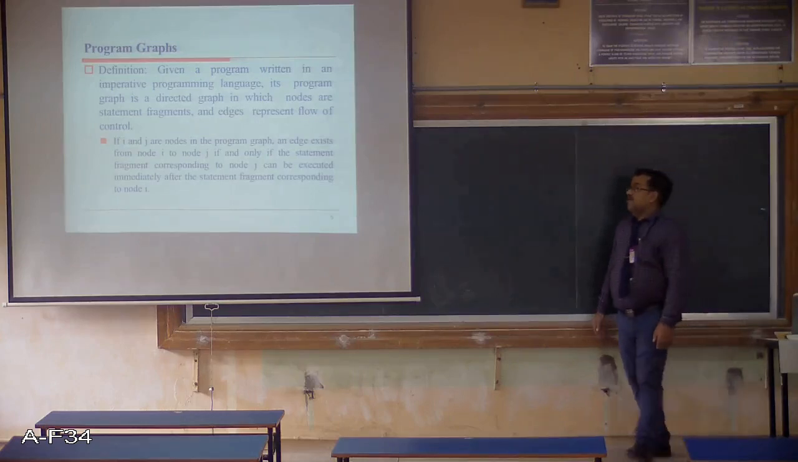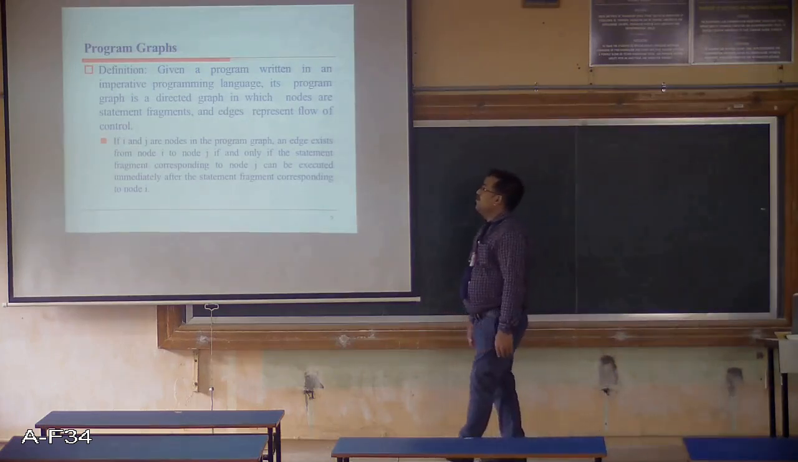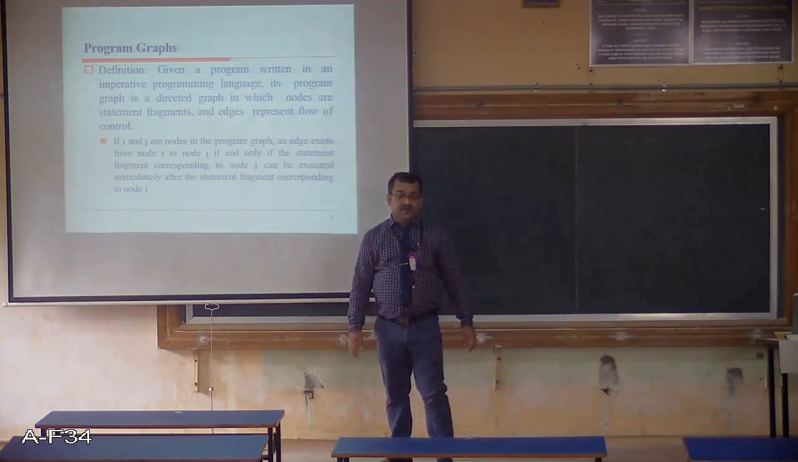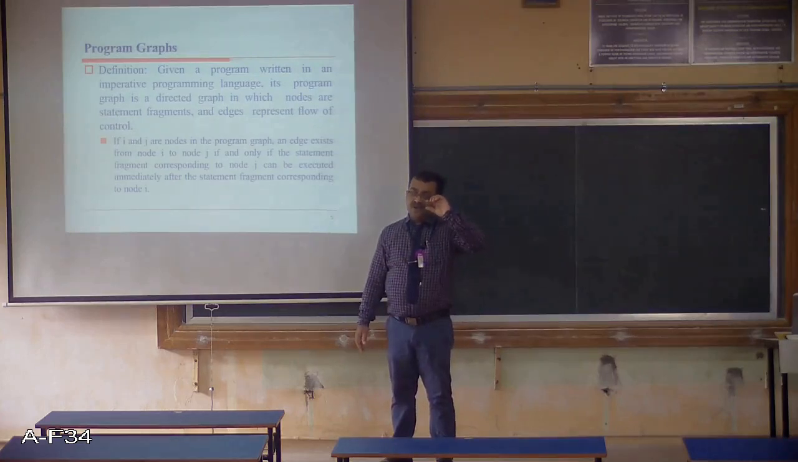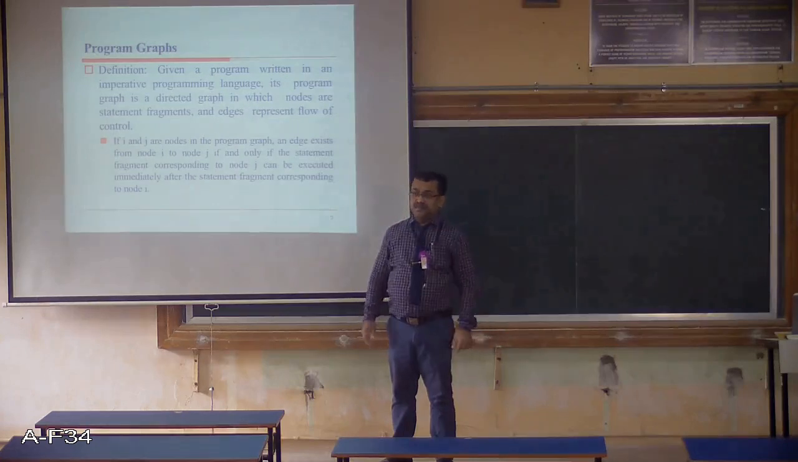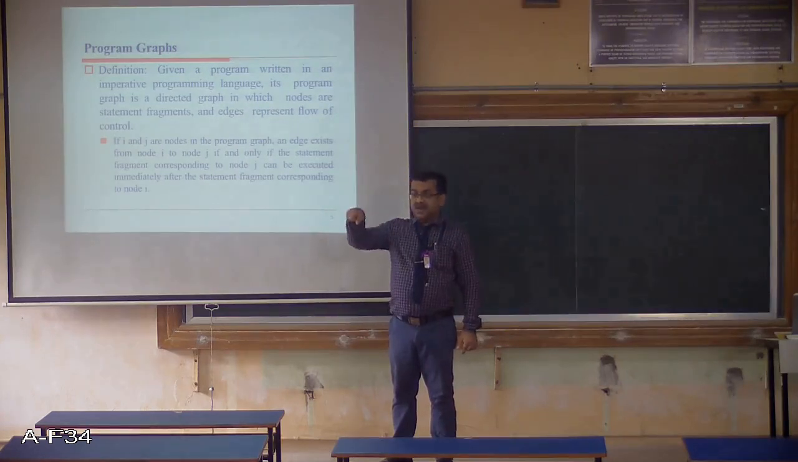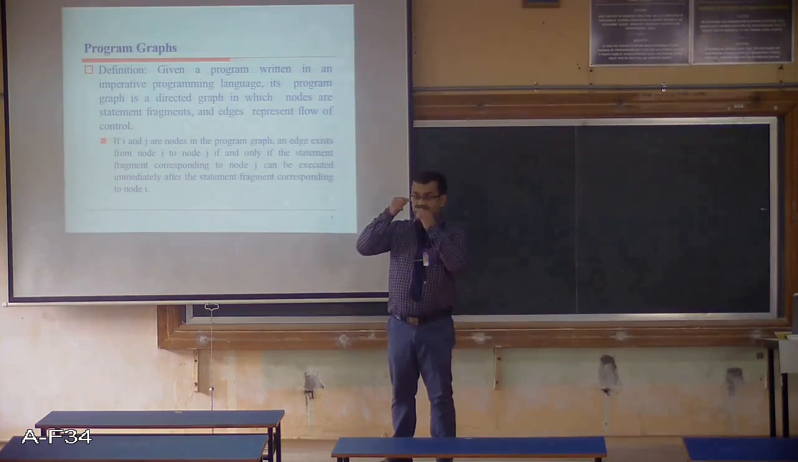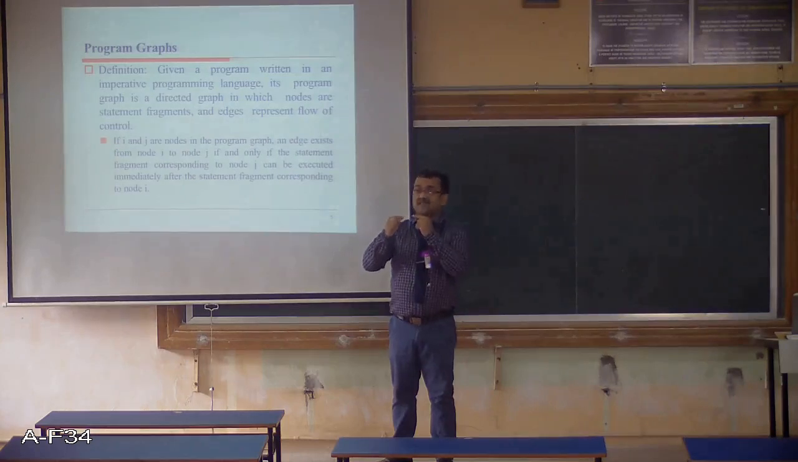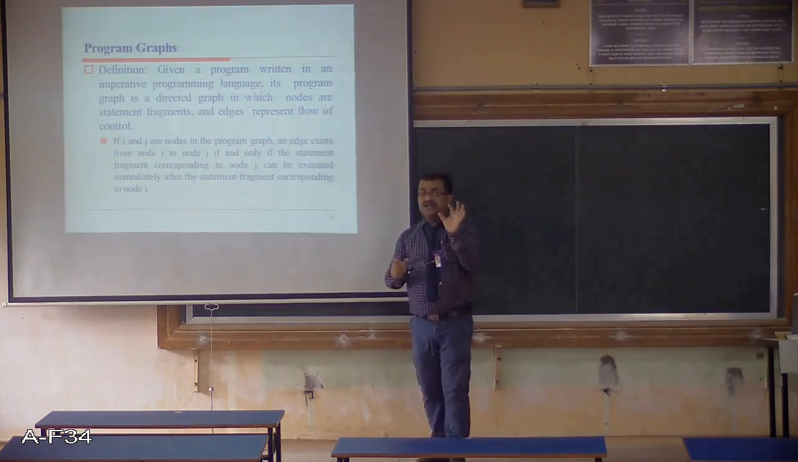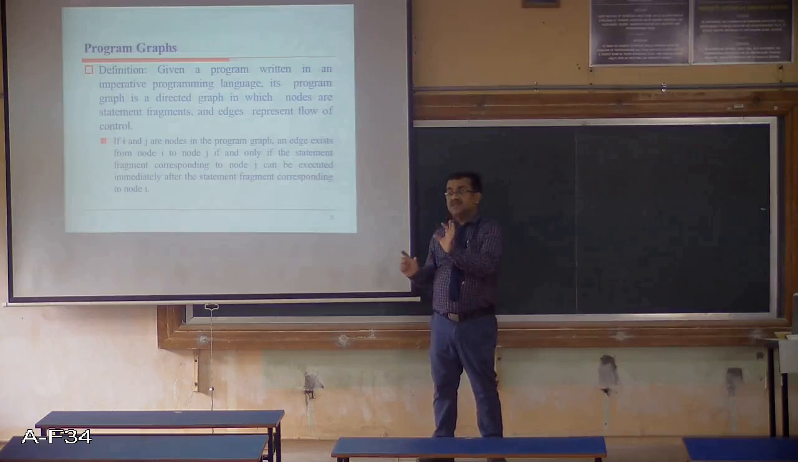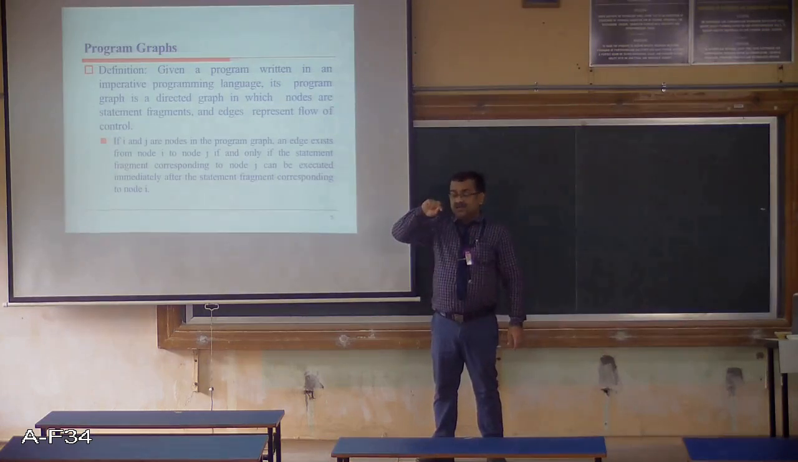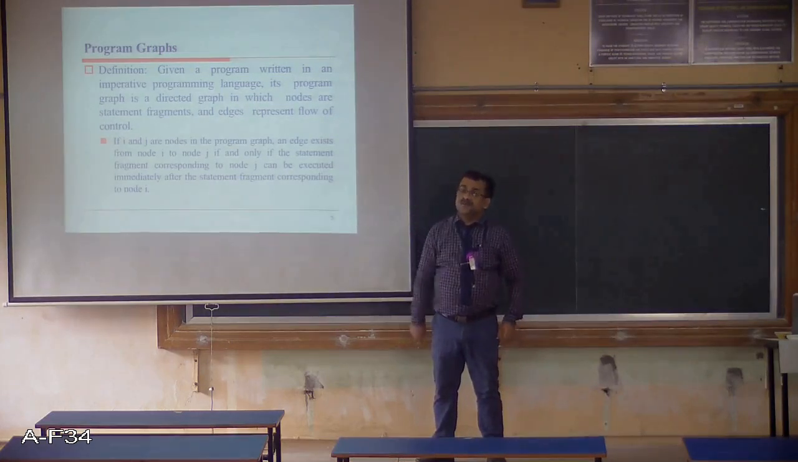Now, the program flow graph, or we can simply say the program graph. What is a program graph? A program graph is a graph in which every statement of the program, from the first statement to the last statement, is indicated by a node, and the sequence of statements in the program is connected through the edges of the graph. Suppose there is statement I, then comes statement J, then comes statement K.